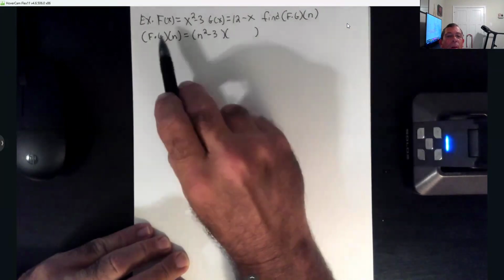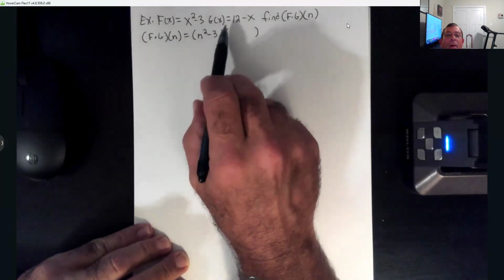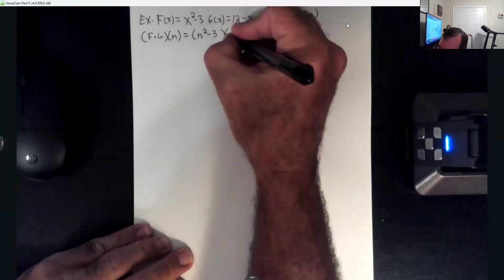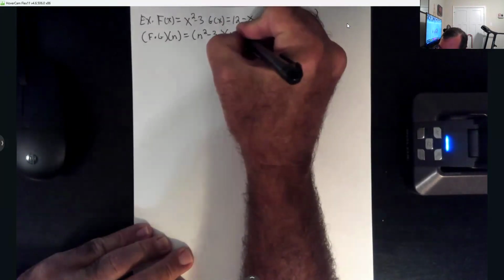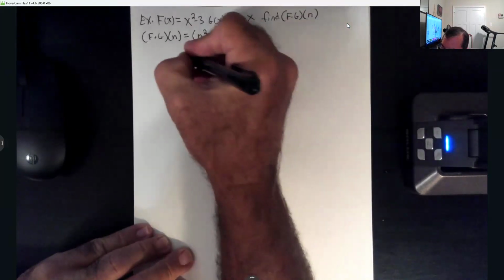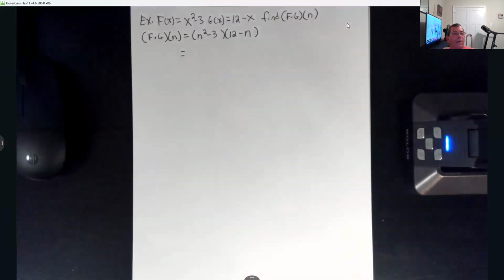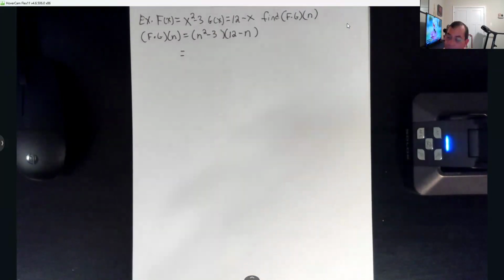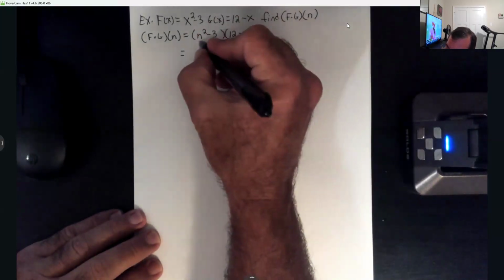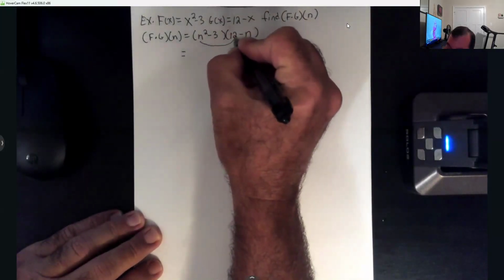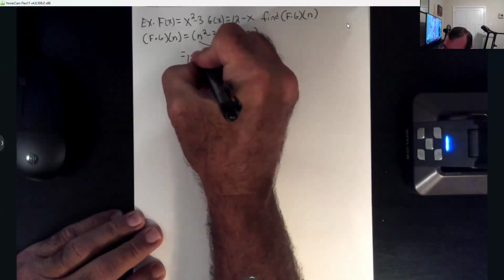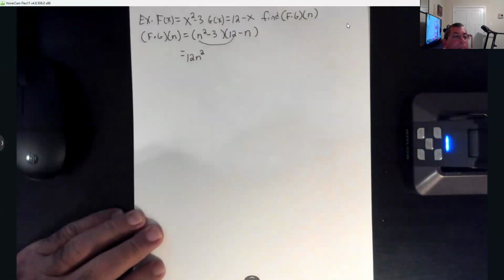The second one is my g. Well, they want me to put an n in for its x. So that'll give me 12 minus n. All right, y'all. So another one where we get to sort of FOIL it out. So I'm going to start by distributing the n squared times 12. Well, y'all, that is 12n squared.